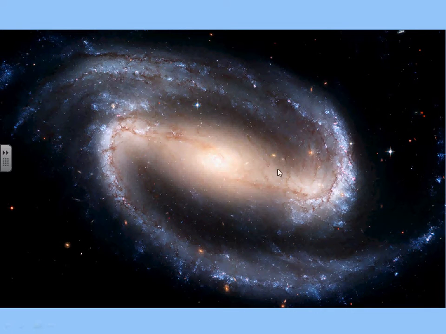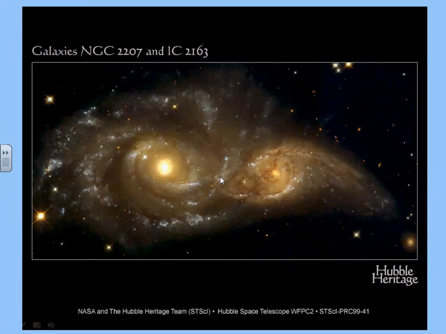Here's a barred spiral. We have this bar going right through the nucleus of the galaxy, and as it's spinning out, you've got your arms here. Well, if you look really close, you've got other galaxies that are behind this galaxy, and you can see them. This is a great image by the Hubble telescope.